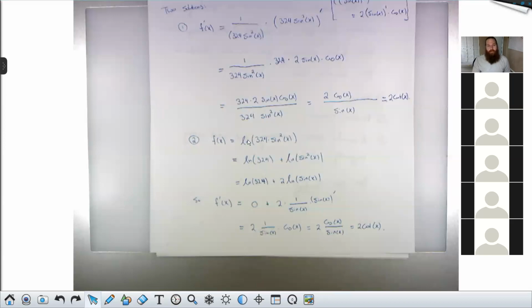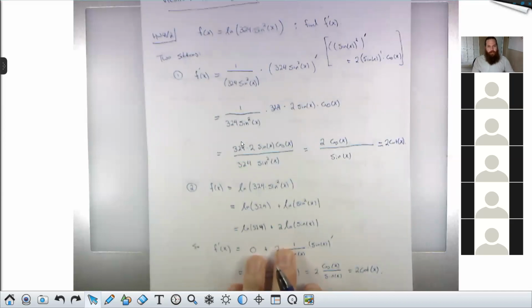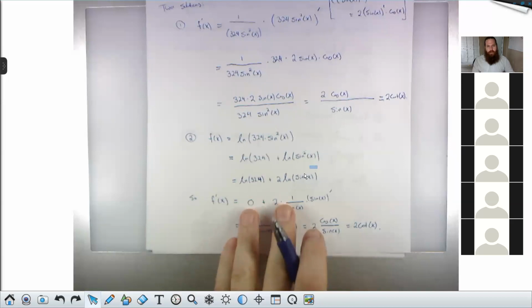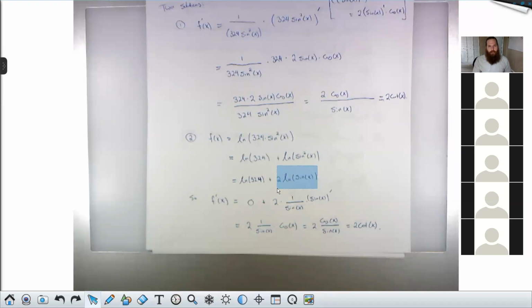That's the idea. Using these log rules to expand as much as possible before taking the derivative gives you easier stuff to differentiate, right? I would rather differentiate the ln of sine x than the ln of 324 sine squared x directly. This is the only non-constant piece here, and this is much easier to differentiate than the original function. So I would much rather do this first, then differentiate, than try to jump in right away. It saves me from having to do the kind of complex chain rule within a chain rule thing.